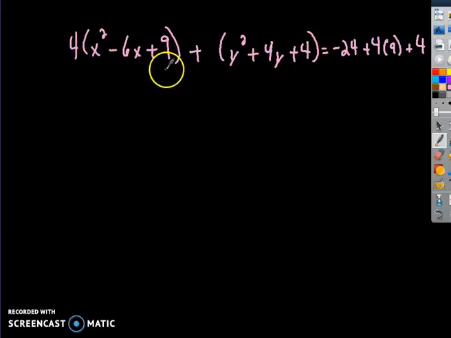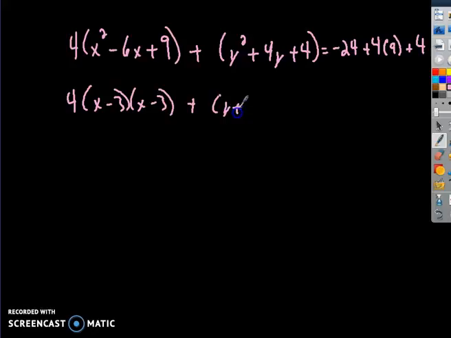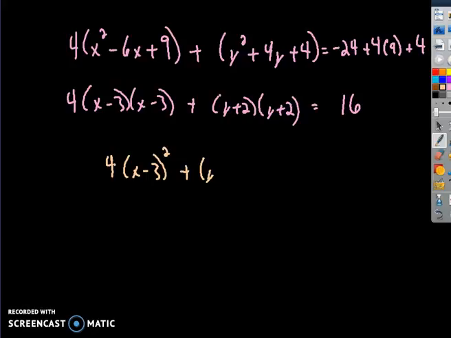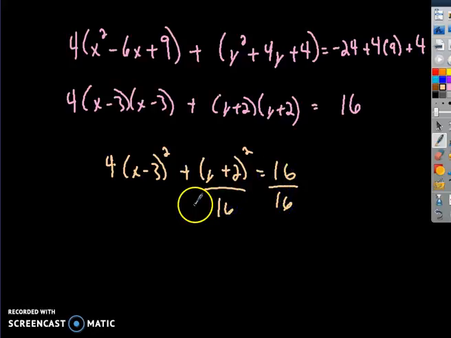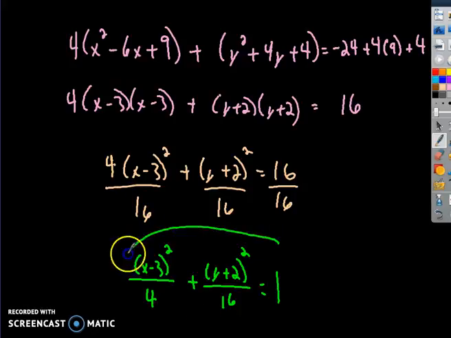Now this is factorable. If you factor that, look for what multiplies to 9 and adds to negative 6. That's x subtract 3 times x subtract 3, plus, this is factorable, y plus 2 times y plus 2, is equal to 16. I'm about to divide all of this by 16. This can be called squared, this can be called squared, and divide everything by 16. That leaves me with this, and this is standard form. And that's it. That's all I have. Good luck.